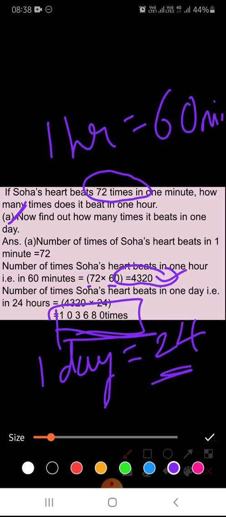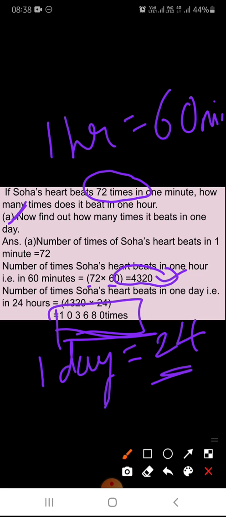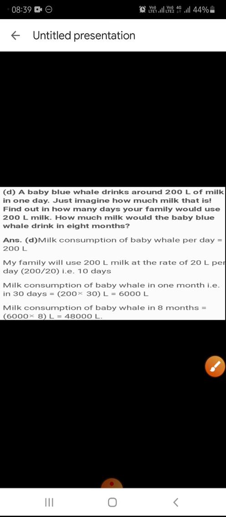That is 1,03,680 times. Can you imagine? It is more than 1 lakh times. Our heart beats 1,03,680 times in 1 day. Similarly, you can find your own heartbeat like this only. Okay, I'll show you.